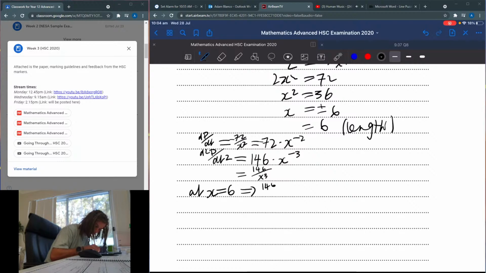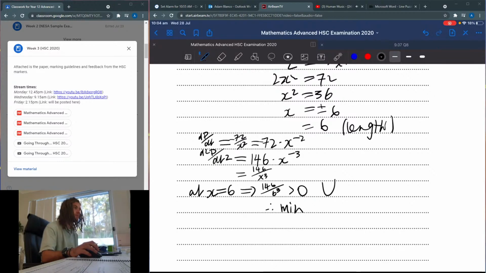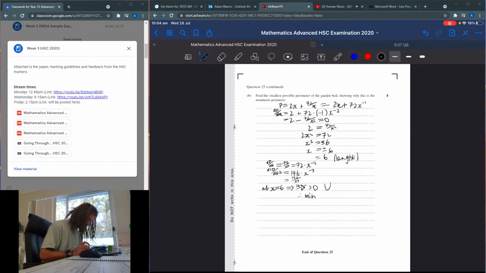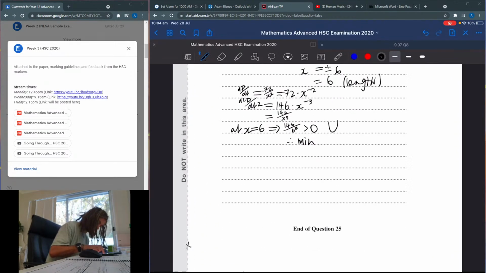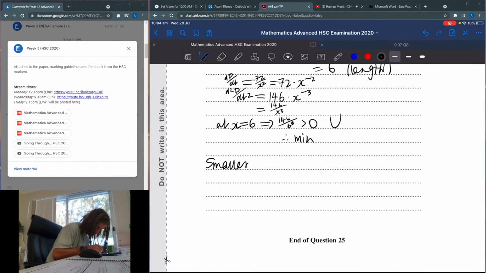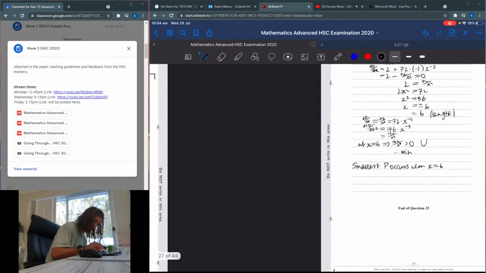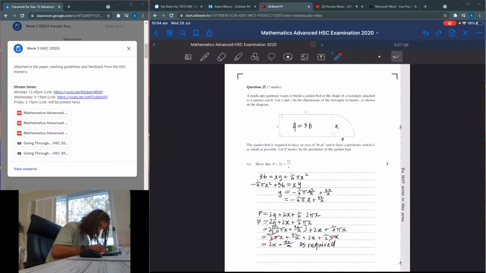Now at x equals 6, I've got 146 on 6 cubed. I don't need to evaluate that, I just know that's bigger than 0. Therefore, my curve looks like that. That means it's a minimum, and I believe I'm done with it. Now I'll find the smallest perimeter. The smallest perimeter occurs when x equals 6. So in other words, for the smallest perimeter of this, that value has to be 6.